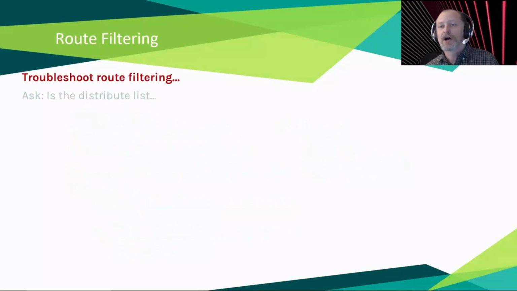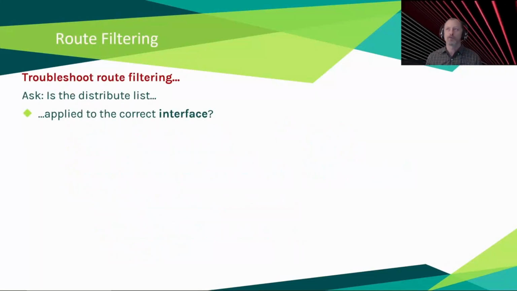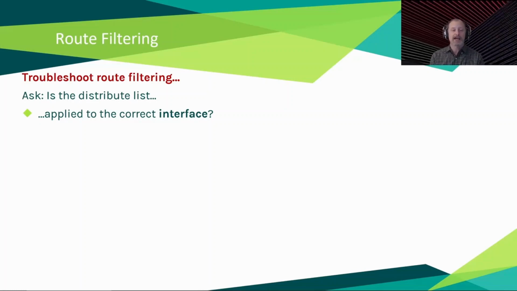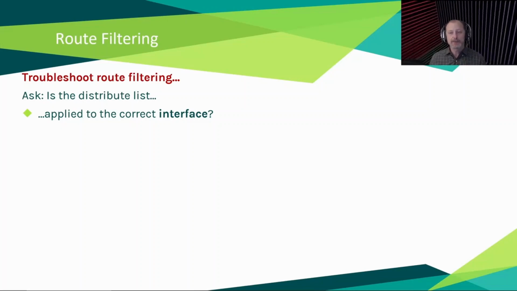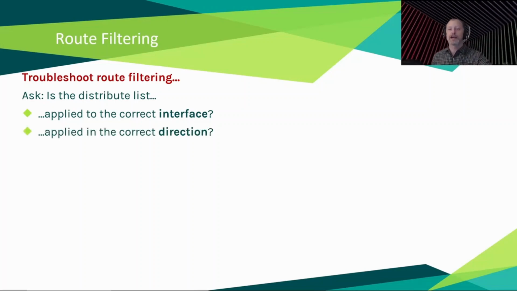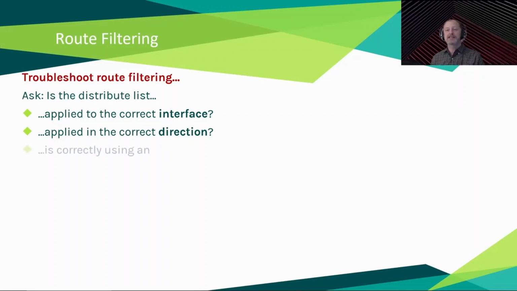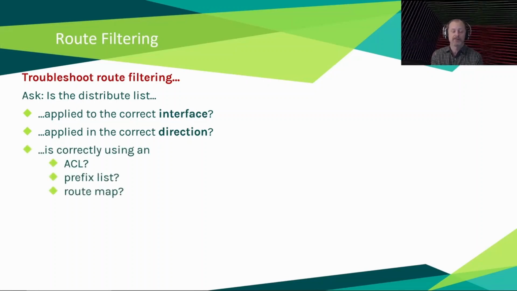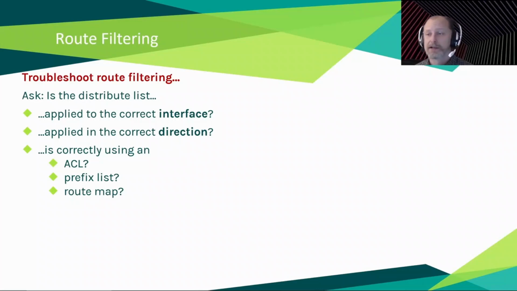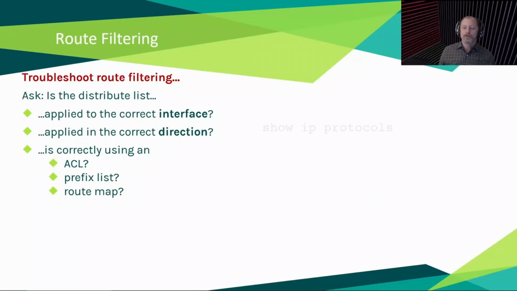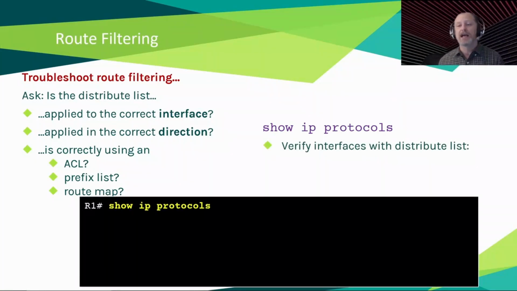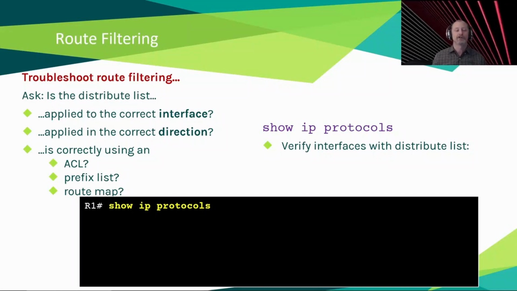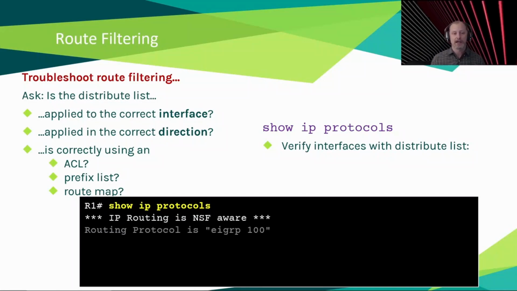Okay, so when we're talking about routes not showing up, we have to ask ourselves, is there a distribute list? Is it applied to the correct interface in the correct direction? And is it correctly using whatever it's using, whether it be an ACL, prefix list, or route map? Are those correct? Okay. So if we look at the show ip protocols command, we can see if there are any route filters on the protocol.